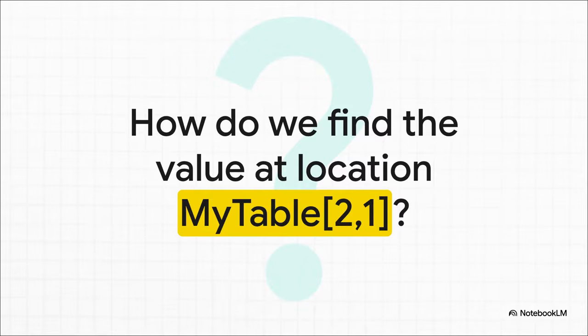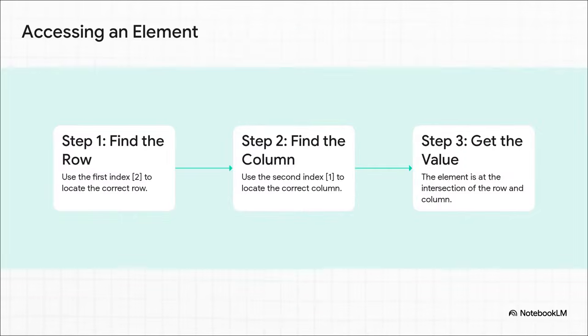Let's give ourselves a little mission, using our myTable example. We need to find the value that's located at myTable[2][1]. And remember what those numbers are. They're the coordinates. The first number is always the row, and the second one is the column. Honestly, the best way to think about this is like finding your seat in a movie theater. It's a really simple two-step process, right? First, you look at your ticket and you find the correct row. And once you're standing in the right row, you just walk along until you find your seat number. That is exactly how we navigate a 2D array.